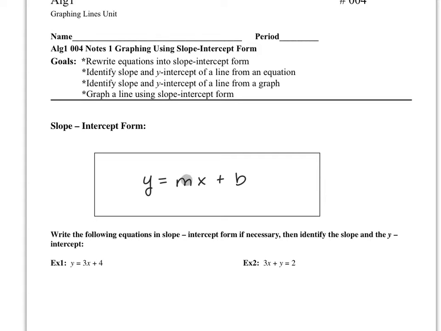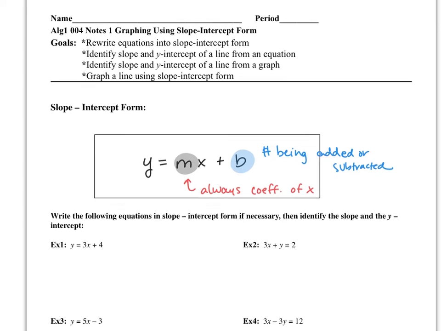In this case, the slope is always going to be our coefficient of x, so it's always multiplying x. I'm going to abbreviate that. And the y-intercept is always going to be that number that's being added or subtracted on the end. So if it's being added, that means the y-intercept is positive, and if it's being subtracted, that means the y-intercept is going to be negative.